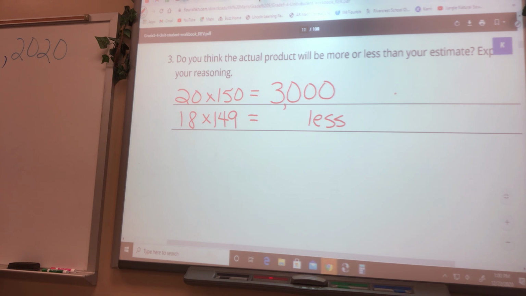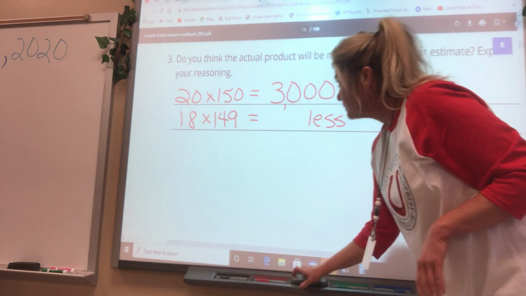Okay. Let's flip on over to page 114. 114.